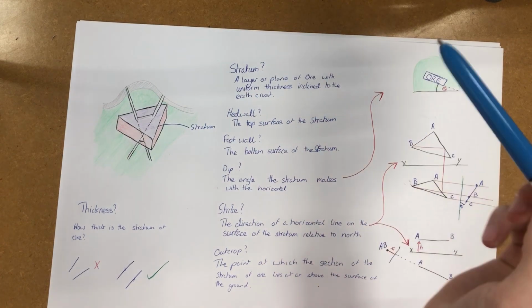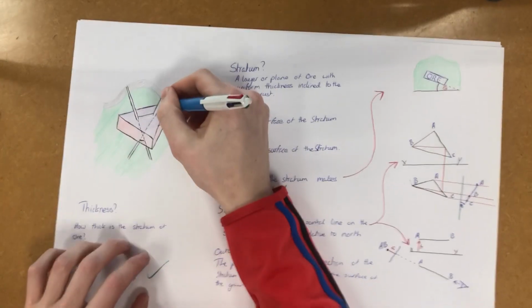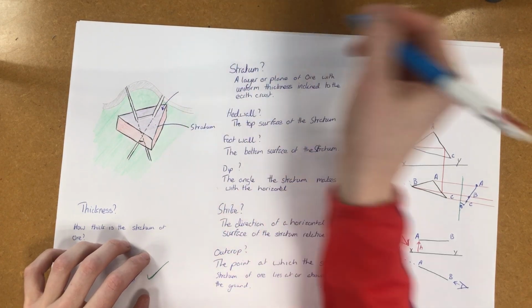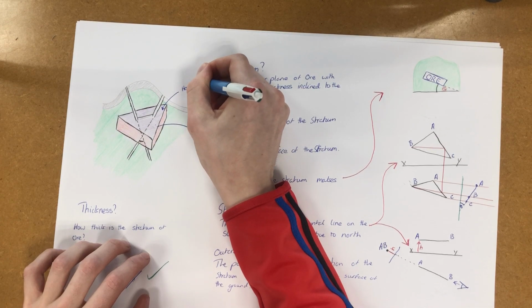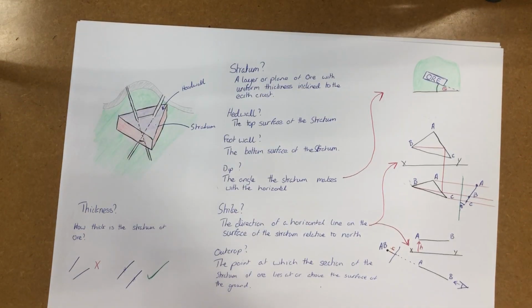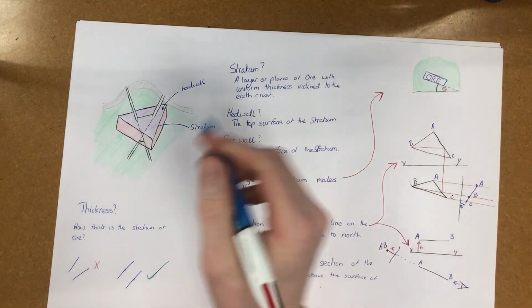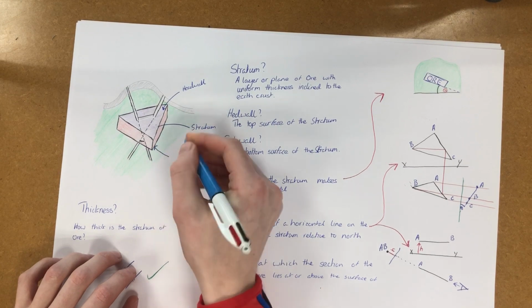Head wall. So the head wall is the top surface of the stratum. So this would be this side here. So put in an arrow directly to that side, and we'll say head wall. And then we're looking at the foot wall. So the foot wall is the bottom of the stratum. So the foot wall is down underneath this side.